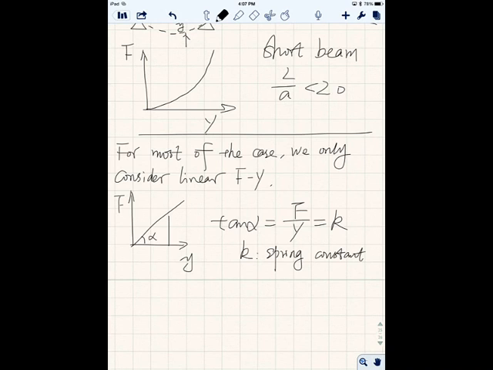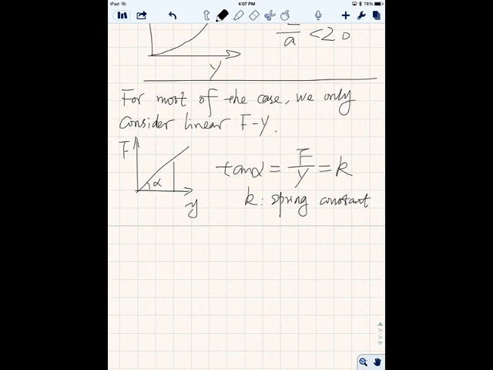Because they're very similar to a spring, right? When you compress a spring, it's going to shrink, and the force that you applied and the displacement are linear, right? So any beam also has a spring constant to quantify the amount of force you applied and the vertical displacement you'll have. Okay, all right.